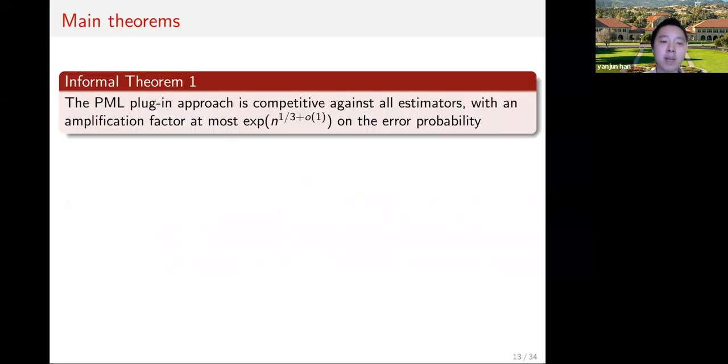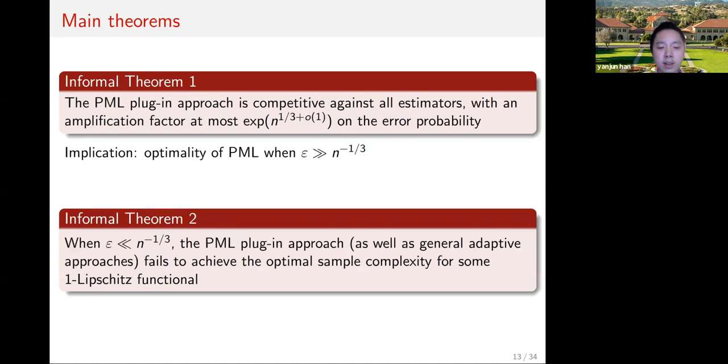So here are our main theorems stated in an informal way. Our first theorem is that the PML plug-in approach will be competitive against all estimators with a competitive factor like e to the power n to the 1/3 plus a little o(1) constant. Compared with the previous competitive factor e to the root n power, this is an improvement on the exponent from root n to n to the 1/3. This result will imply the optimality of the PML when the accuracy parameter epsilon is much greater than n to the minus 1/3. And our second theorem concerns the limitation.